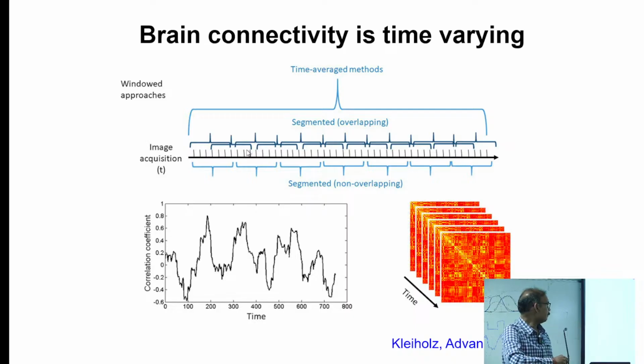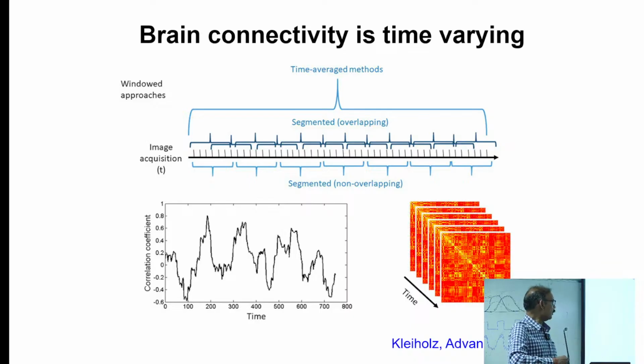So if you had 500 time points, one option is you can keep the window length as 50, right? In one case, you start from 1 to 50, 51 to 100, 101 to 150, till you reach 500, right? So you would get 10 blocks or 10 measures of connectivity.